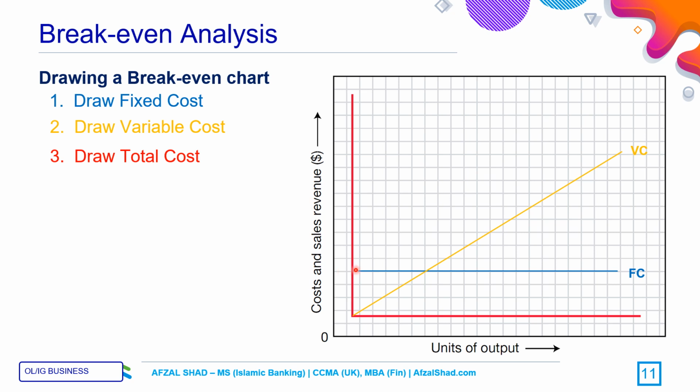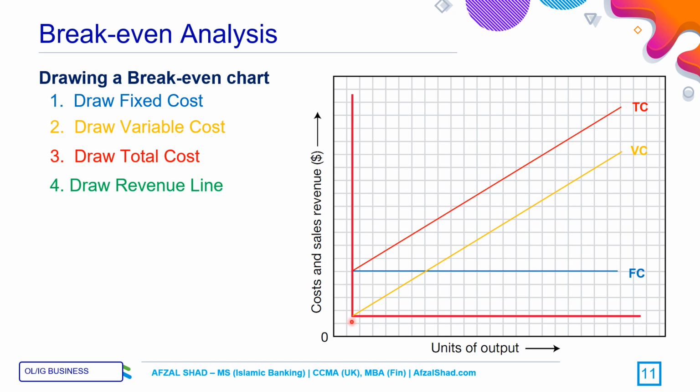Now have a look at the diagram. We're going to draw a straight line from the point of fixed cost to the ending point, whatever is given to us in the question. That straight line is going to be called as a total cost line, which is always exactly parallel to the variable cost. So fixed cost, variable cost, total cost. What's left? The only fourth thing, the revenue line.